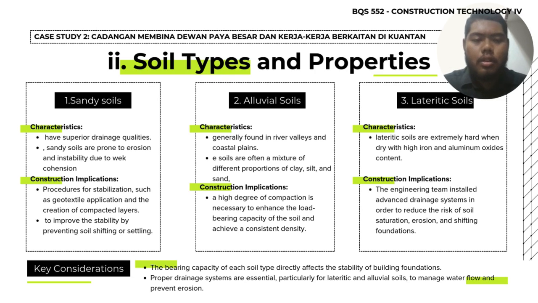For the third soil, which is lateritic soil, the characteristic is that lateritic soil is extremely hard when dry, with high iron and aluminum oxide content. So the implication for this project for this soil is the engineering team installs an advanced drainage system in order to reduce the risk of soil saturation, erosion, and shifting foundation.